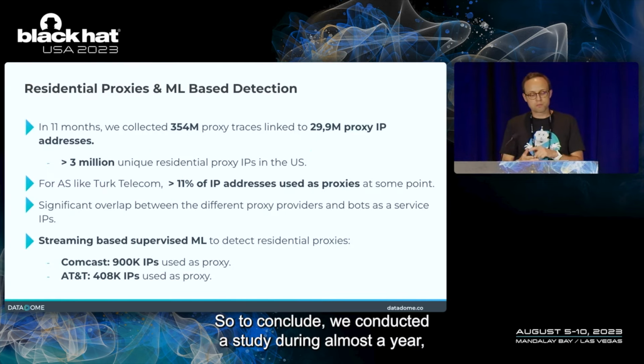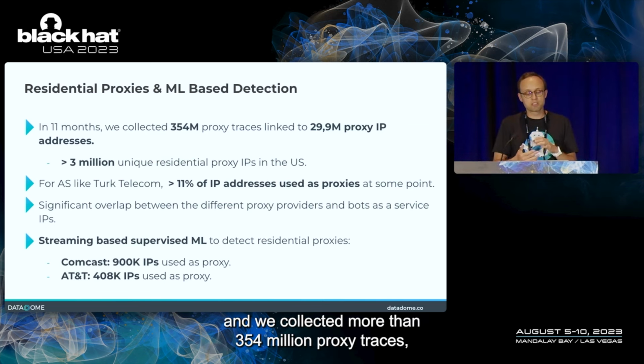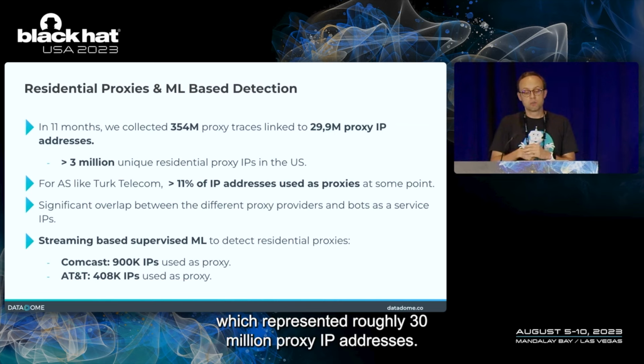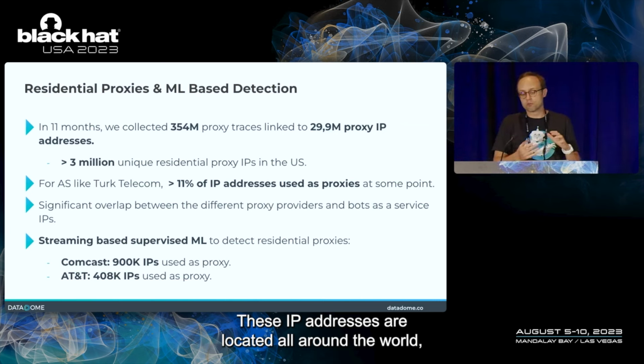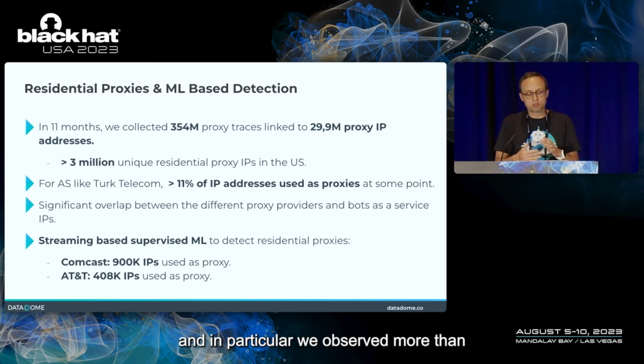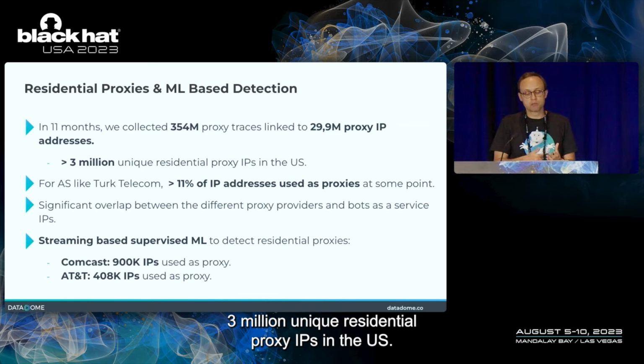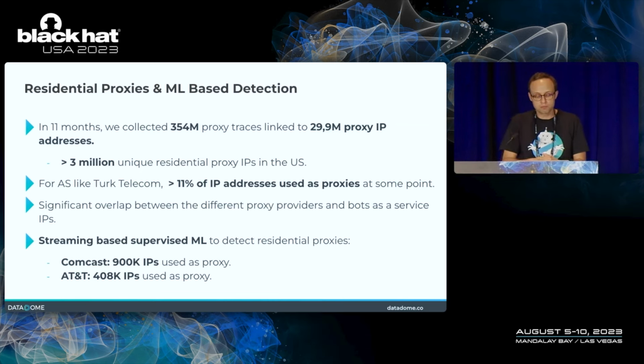So to conclude, we conducted a study during almost a year, and we collected more than 354 million proxy traces, which represented roughly 30 million proxy IP addresses. These IP addresses are located all around the world, and in particular, we observed more than 3 million unique residential proxy IPs in the US.